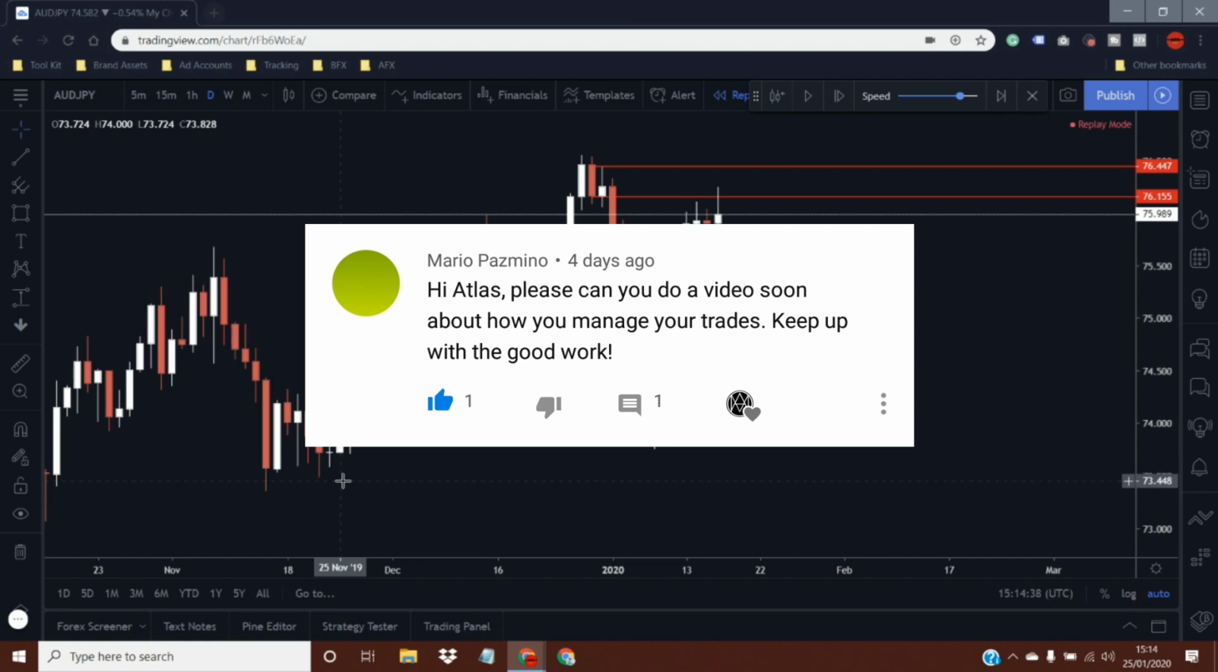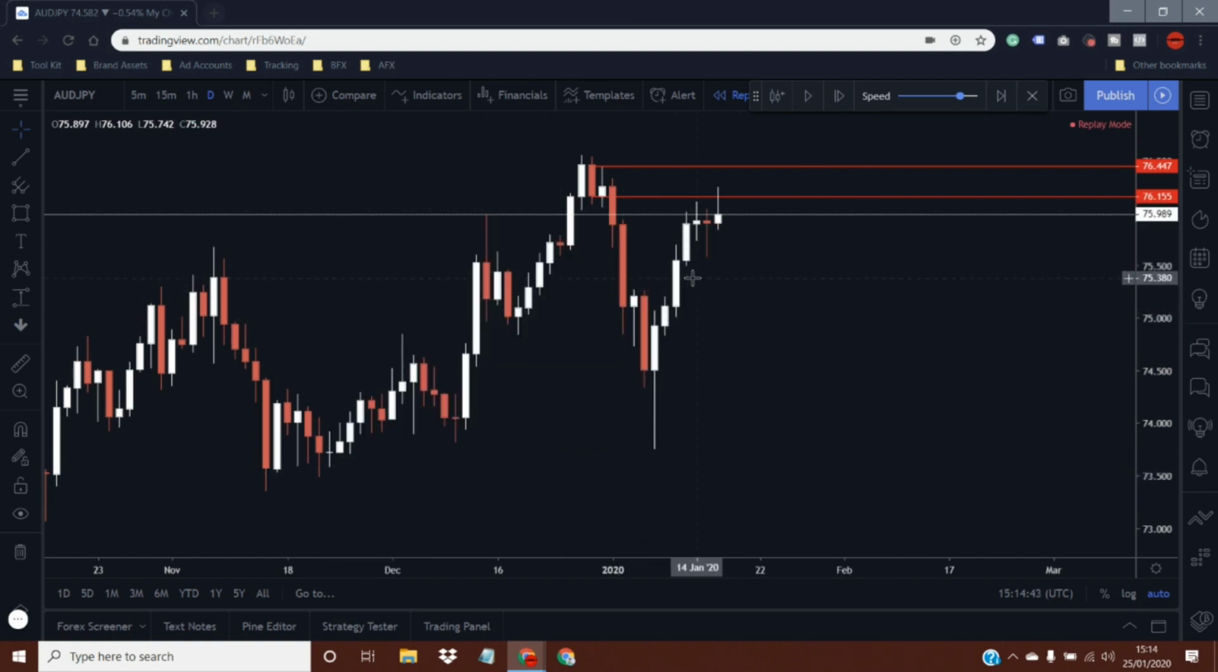asked, how do I manage my trades? So I went across the sphere of Forex pairs and chose the Aussie yen because it had a beautiful setup recently as well. This began on the 2nd of January. And let's just go into this and dive in. This is a replay as well, so there's going to be extra bars coming out over on the right-hand side here. So we're going to play it from scratch, right?